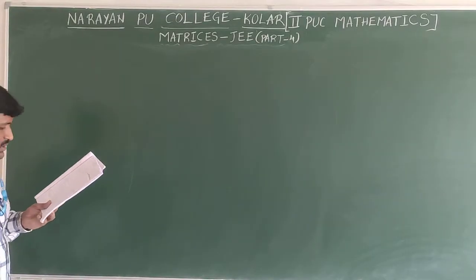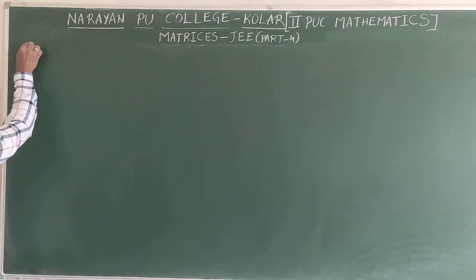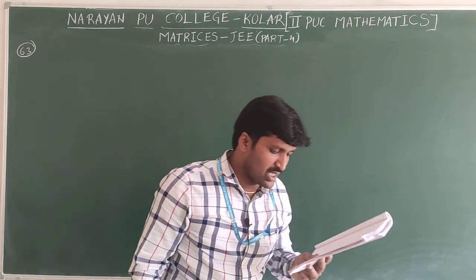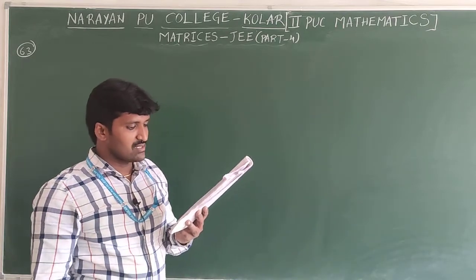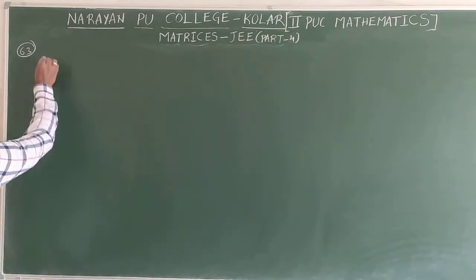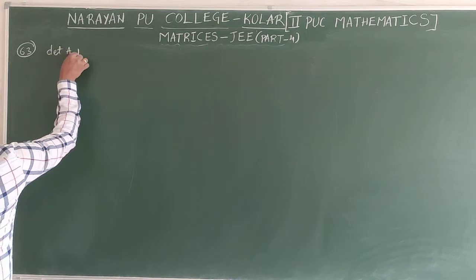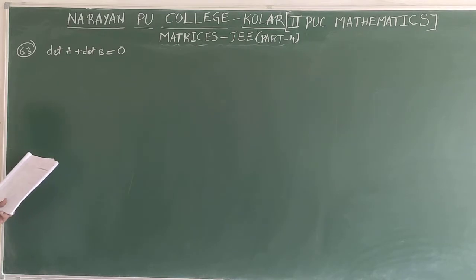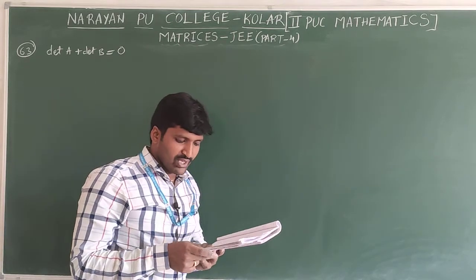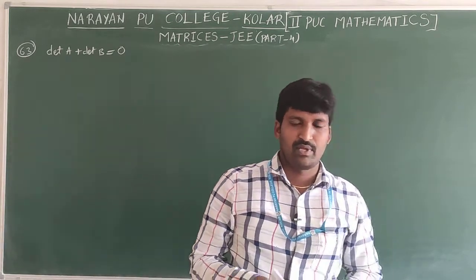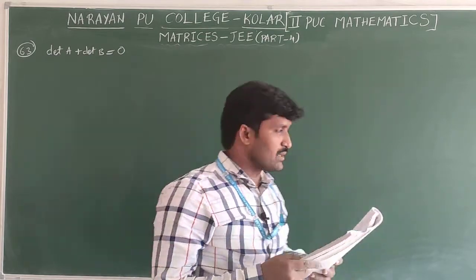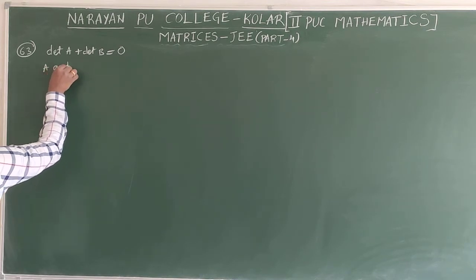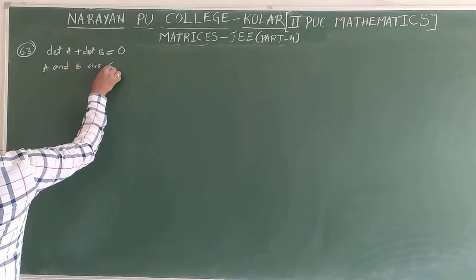Next, question number 63. If the orthogonal square matrices A and B of the same size satisfy det A plus det B equal to 0, then the value of det of A plus B we need to find out. Now, it is clearly given that A and B are orthogonal.